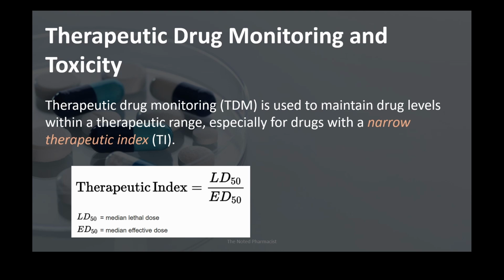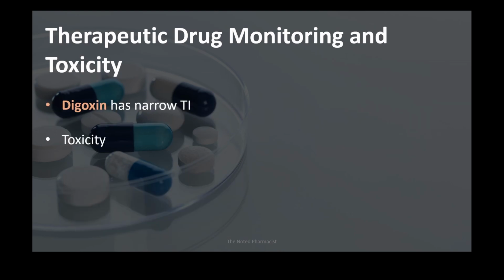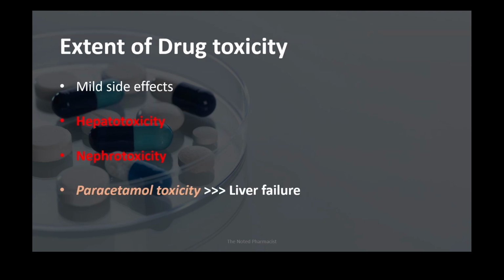The therapeutic index is the ratio of a drug's toxic dose to its therapeutic dose. Drugs like digoxin, which have a narrow TI, require close monitoring, as small variations in dose can lead to toxicity. Examples of toxicity range from mild side effects to severe conditions like hepatotoxicity or nephrotoxicity. A notable example is paracetamol overdose, which can lead to acute liver failure due to toxic metabolite buildup.